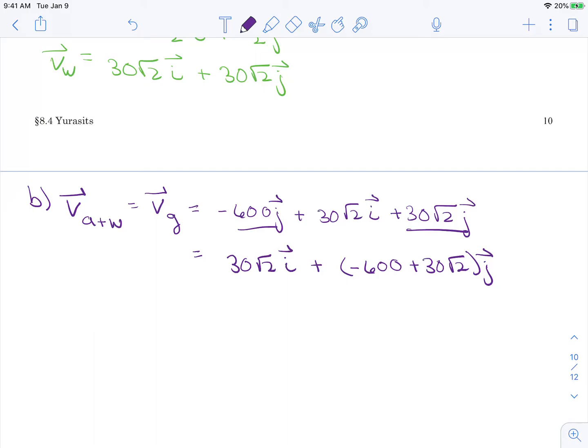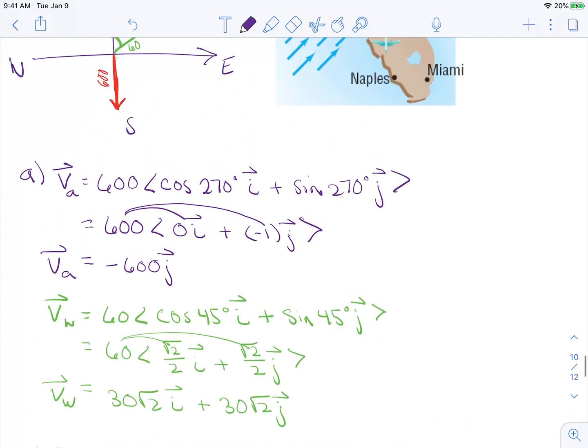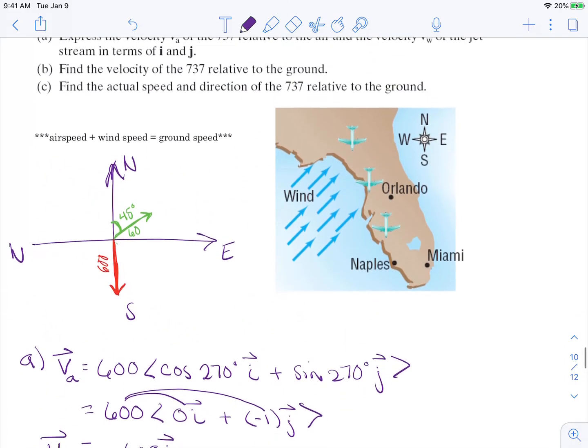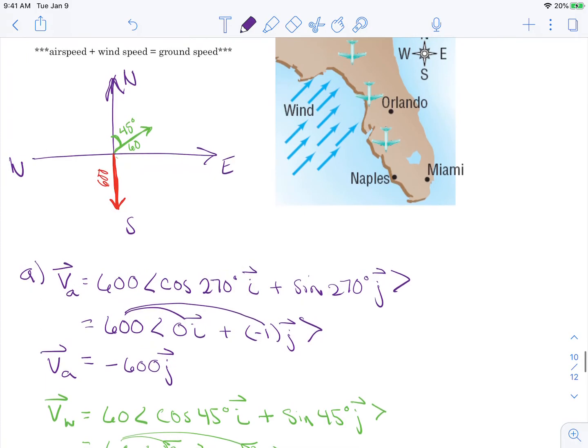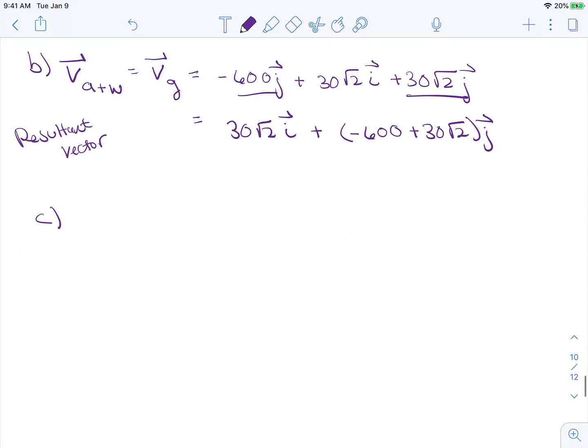All right, so this is known as your resultant vector, to tie it into what we learned earlier. Okay, so now what part C is asking for is to find the actual speed and the actual direction. So again, if this thing is pulling on this thing, really how fast is this airplane going and really where is it heading? Okay, so that's why we would have an airplane to help us correct this, so we would end up at the same spot that we wanted to.